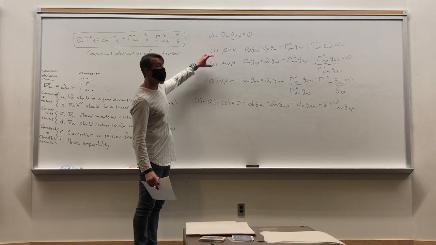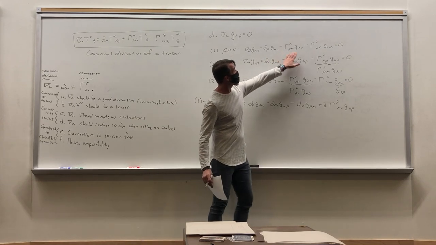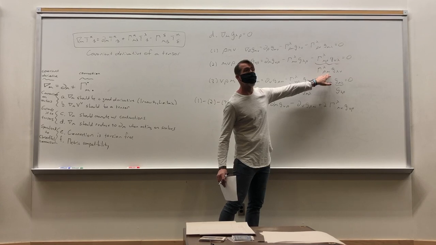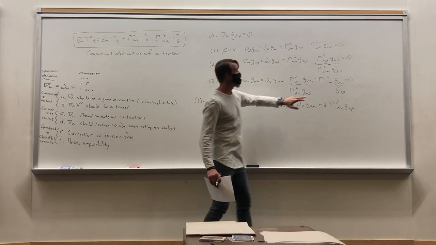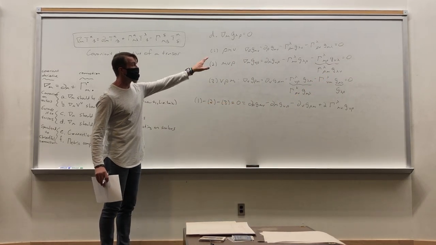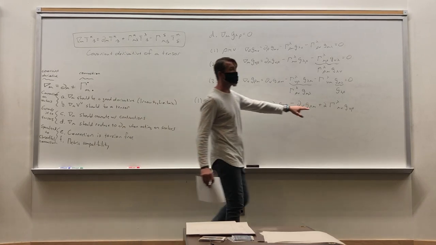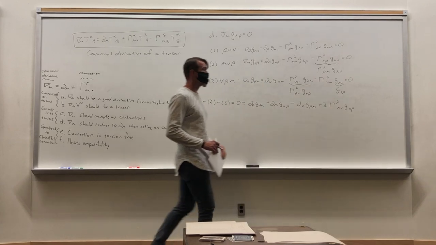Taking 1 and subtracting 2, so this is going to cancel with this. That's why we did the reassignment. Okay? Another gamma is going to cancel with another gamma, and then two of the gammas are going to combine to give me this term.